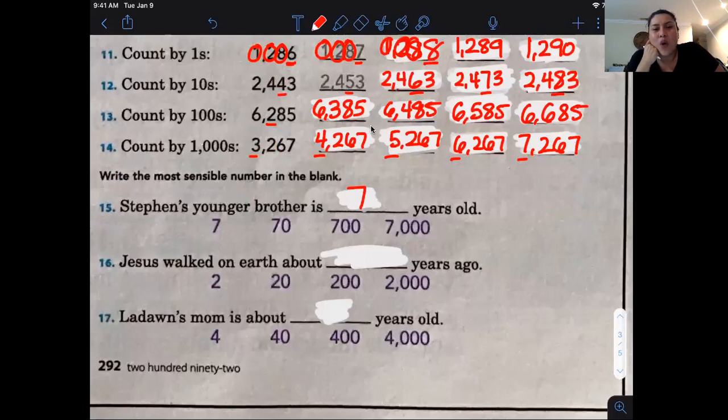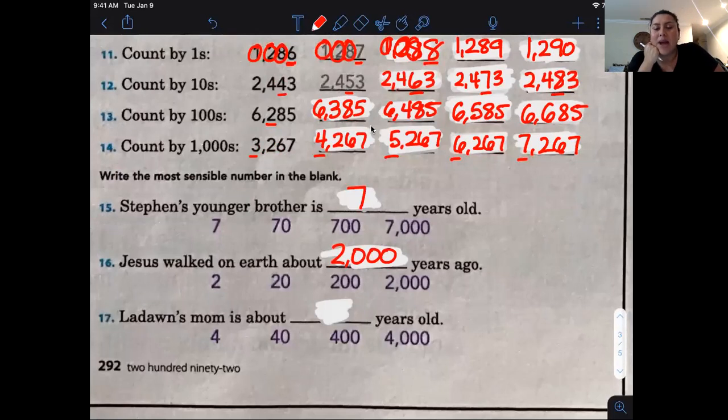Next, Jesus walked on earth about blank years ago. Was it 2 years ago? Was it when you were in kinder A? No. Was it 20 years ago when you weren't even born? Let me see. No, probably not 20 years ago. 200 years ago? Well, that is a lot of years ago, but no, that's still too close. He was here about 2,000 years ago. Quite a bit of time, right? About 2,000 years ago.